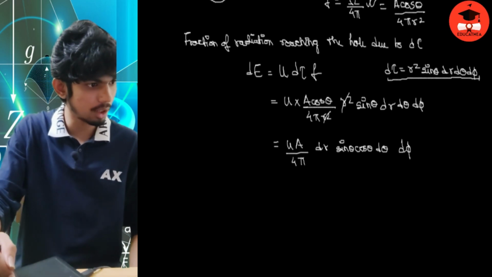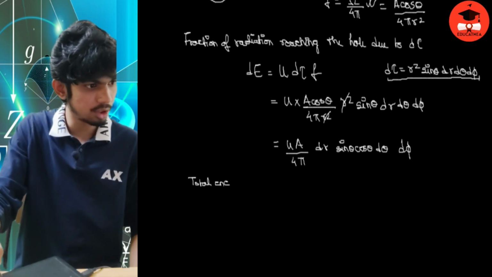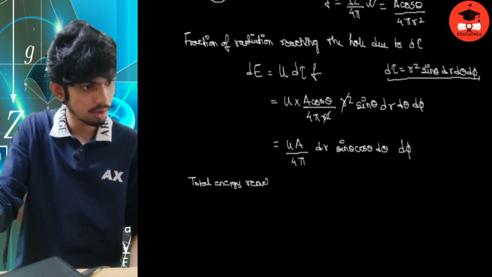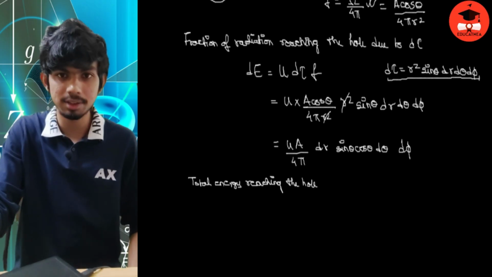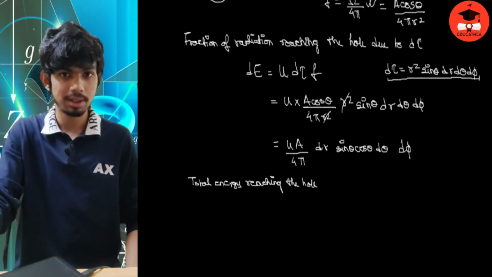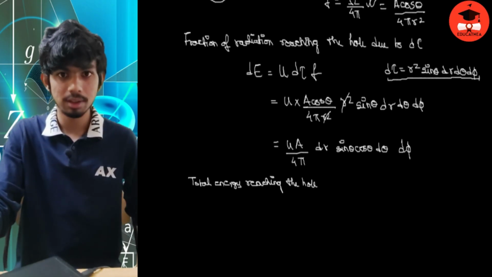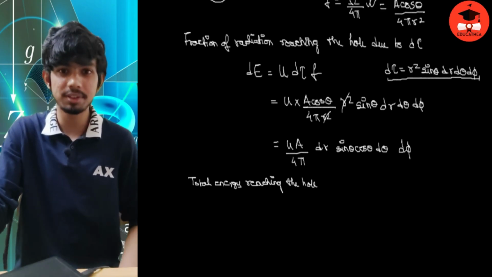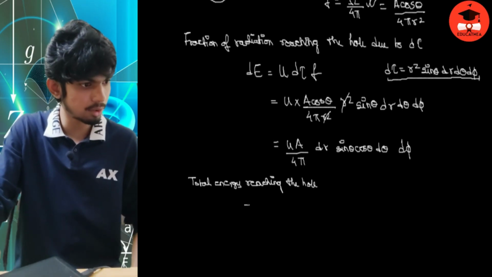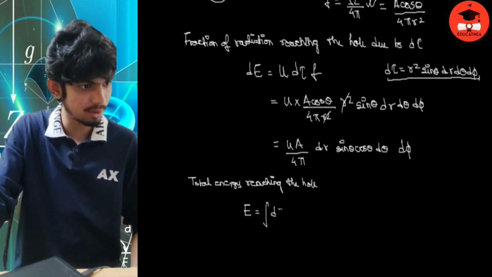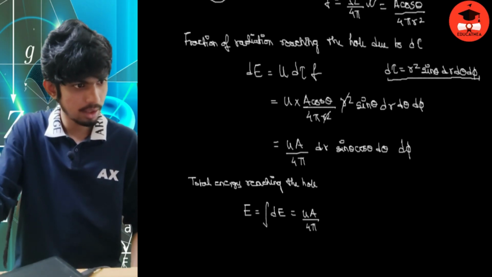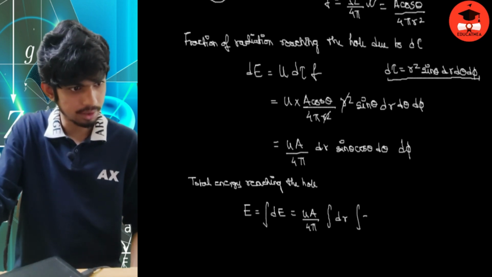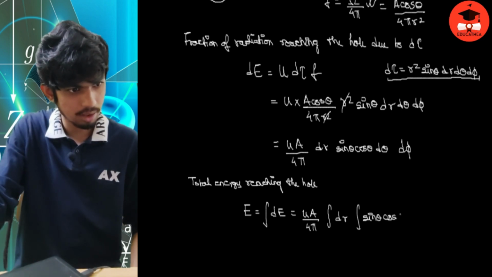Now what I want to do is find out the total energy reaching the hole. Now this dE energy corresponds to the d tau volume element. If you integrate it over the entire volume, then you will get the total energy due to every single portion of the box, right? So my job is to find out E, which is nothing but the integral value of dE, and which is UA by 4 pi integration dr integration sine theta cos theta d theta integration d phi.